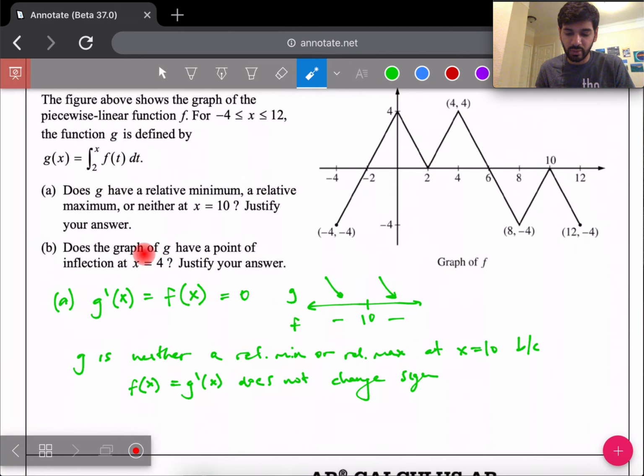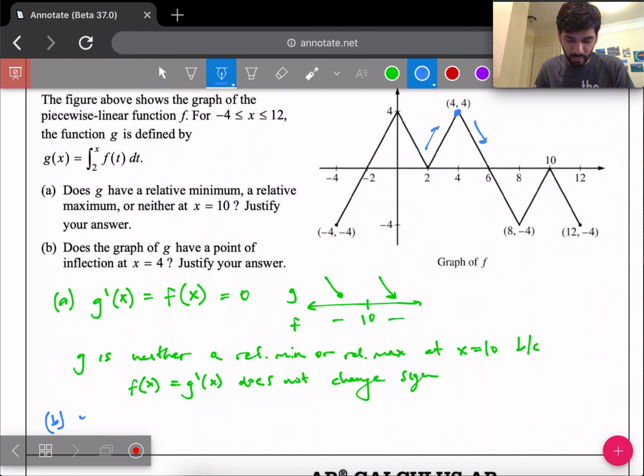Part B says, does the graph of g have a point of inflection at x equals 4? So when do we have a point of inflection? We have a point of inflection when the second derivative changes sign. Or in this case, when does f change from increasing to decreasing? So if I look at the point x equals 4, at x equals 4, the graph of f changes from increasing to decreasing.